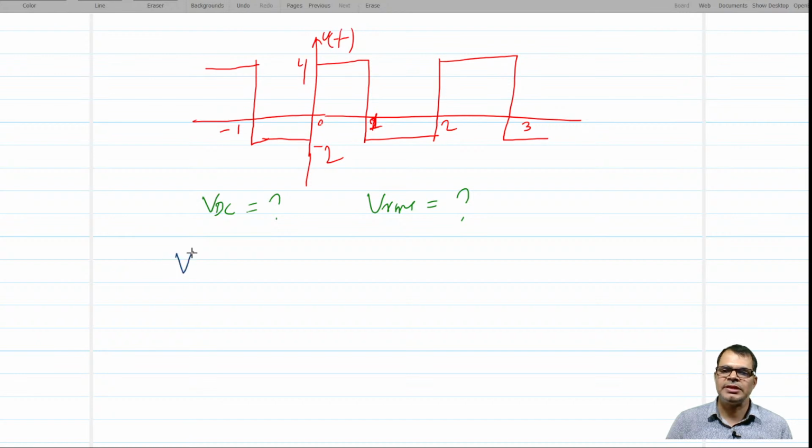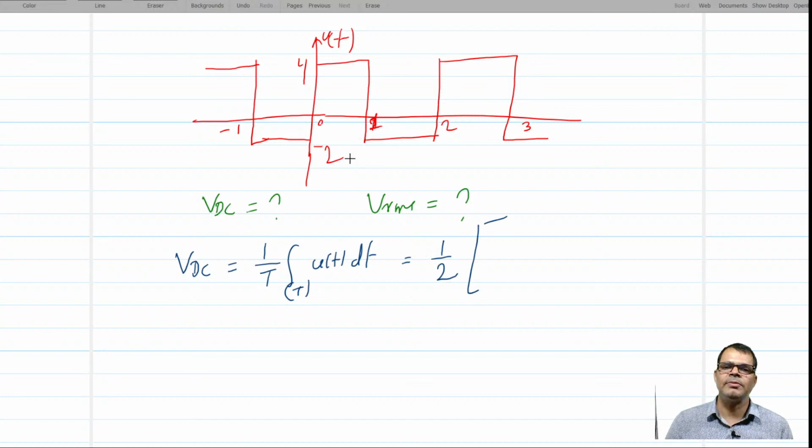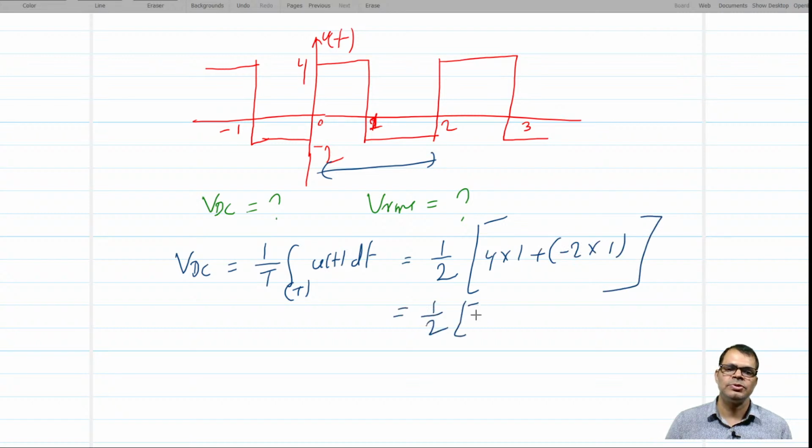Yeah, I understand this is a delay, so I should not know. VDC is equal to 1 upon T integration over a period V(t) dt. So here 1 upon T. What is this? Area under the curve over a period. So area is 4 into 1 plus minus 2 into 1, that is 1 volt. Good. Average value is 1 volt.